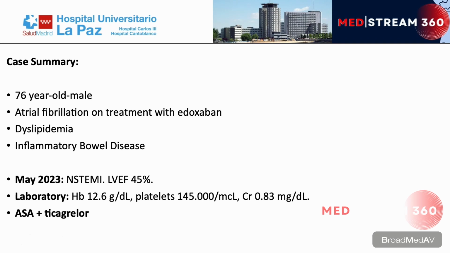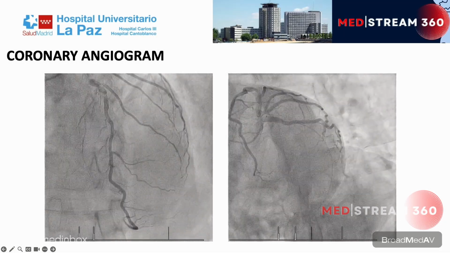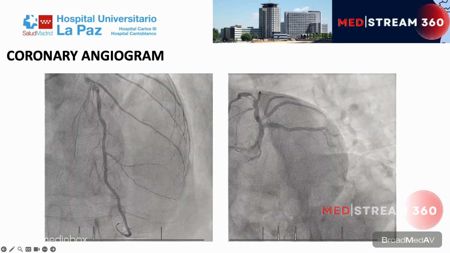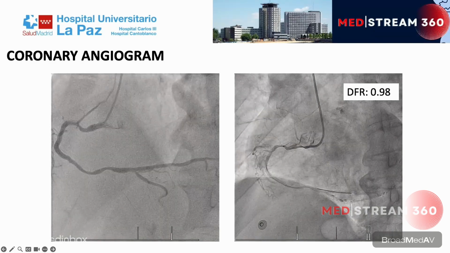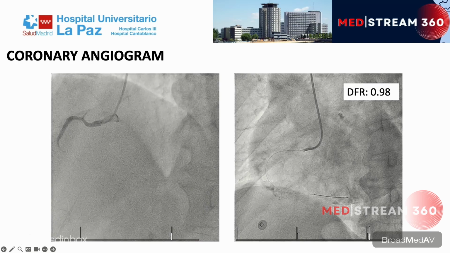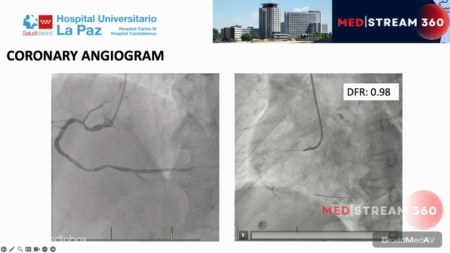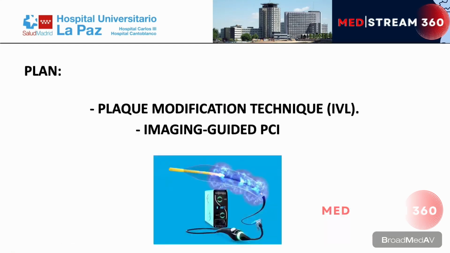Well, our first case is about a 76-year-old male with a medical history of atrial fibrillation, dyslipidemia, and inflammatory bowel disease. In May, he was admitted to hospital because of a STEMI. The laboratory tests and the electrocardiogram were normal. Here you can see the coronary angiogram, in which we can see a severe and calcified lesion in the anterior descending artery with heavy calcification around. In the right coronary artery, he has another lesion at the limit of severity. Because of that, we did a pressure wire with a negative result.